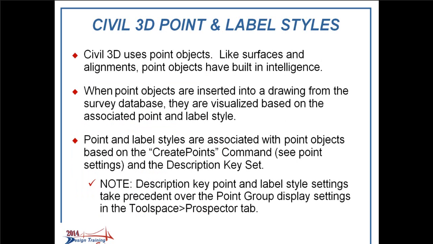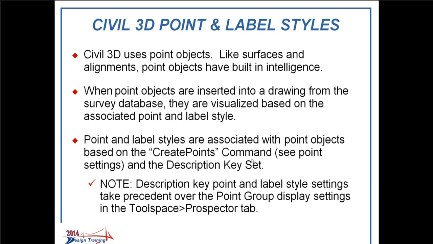So Civil 3D uses point objects, and like surface and alignments, point objects have built-in intelligence. So when point objects are inserted into a drawing from the survey database, they're visualized based on the associated point and label style. So the marker itself will look the way you want it to look, and the label will look the way you want it to look based on the styles that are chosen. We have preset styles in our templates, but they can be changed in the prospector. The point and label styles are associated with point objects based on the create points command.